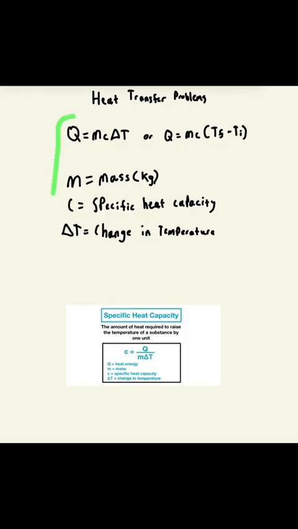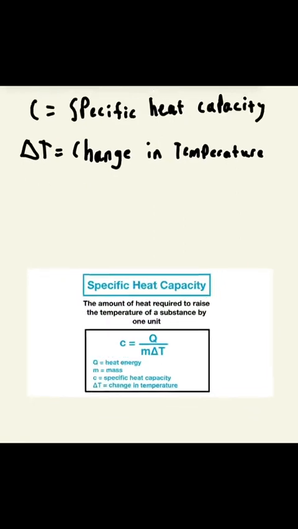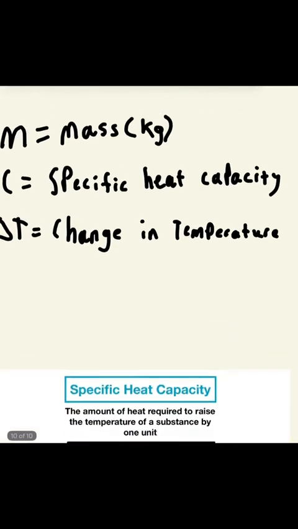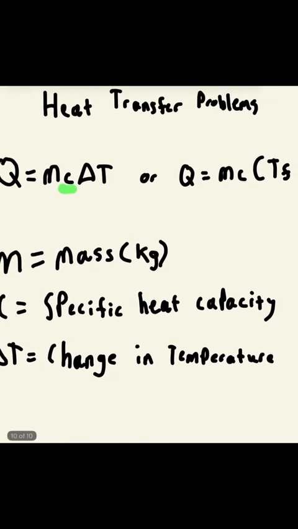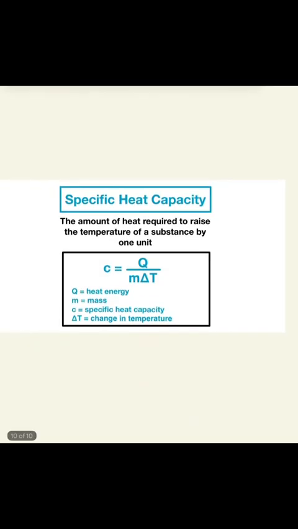We'll talk about this more in a second, but for the moment, I just want to talk about specific heat capacity a little bit. So specific heat capacity is the C in this equation. Okay. So what is it? It's the amount of heat required to raise the temperature of a substance by 1 unit. So the amount of energy or heat required to raise the temperature by 1 degree Celsius or 1 degree Kelvin.